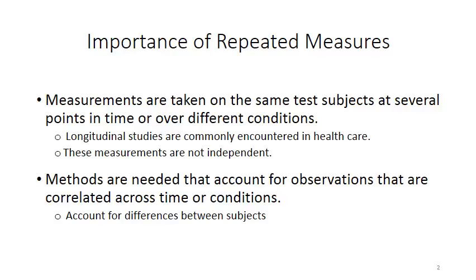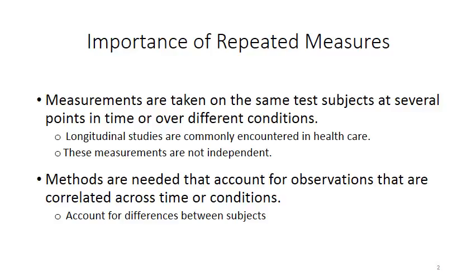When repeated measures are taken on the same test subject, we would expect these measurements to be related. They cannot be assumed to be independent. We know that people have different individual differences. For example, blood pressure, pulse rate, cholesterol level.